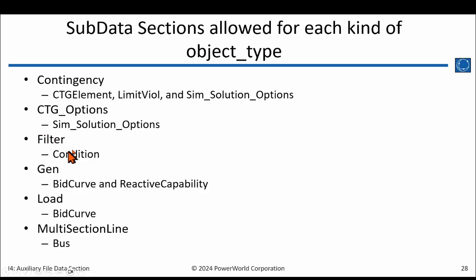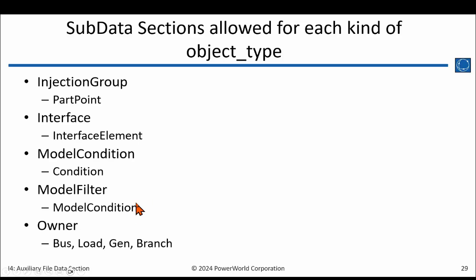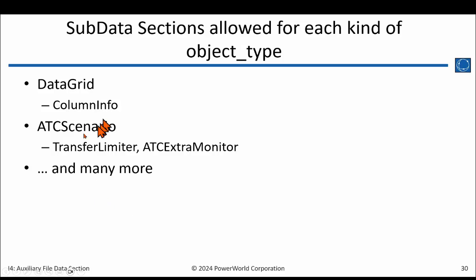The contingency options themselves, advanced filters, that was the first example we looked at. The conditions underneath those filters can be subdata. Generators can have bid curves and reactive capability curves. I know those can also be expressed as their own object type instead of subdata, in which case the generator's key fields would be part of the key fields when this is expressed as data and not as subdata. So I think there's a couple pages of this, but again, it's not necessarily comprehensive. You refer to the reference document PDF for a full list. But this just says that there are many more.